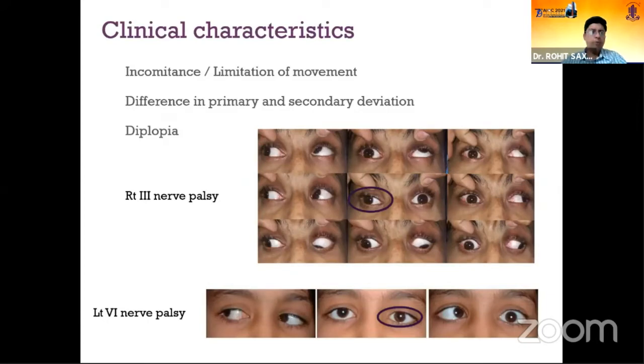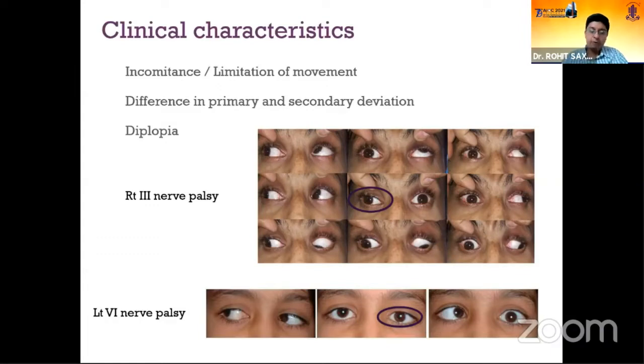Clinical characteristics for both would be incomitance or limitation of movement. They are called incomitant because the eyes do not move together. Comitant moves together. Both eyes move together in a direction. Incomitant, the eyes don't move together in a direction. So in one direction, there will be minimal or no strabismus, and as the eyes move in the other direction, the deviation starts increasing.